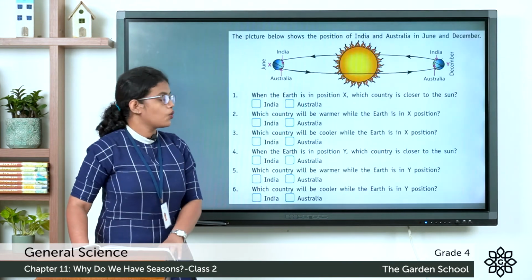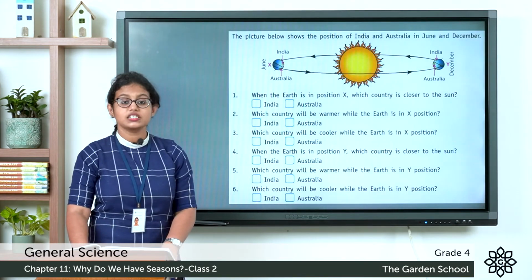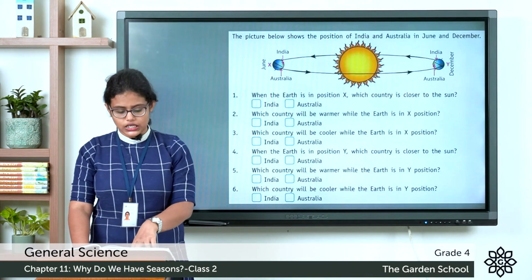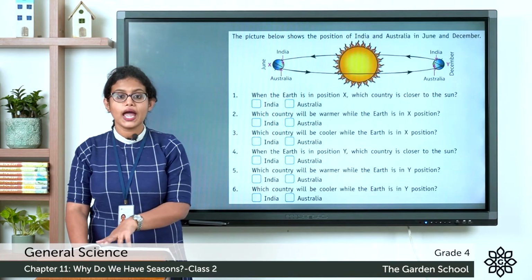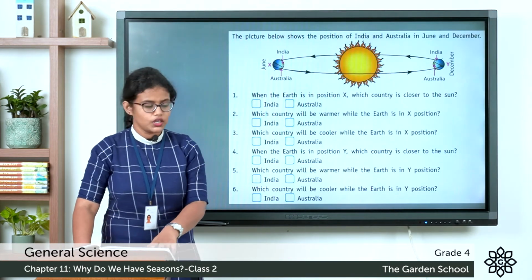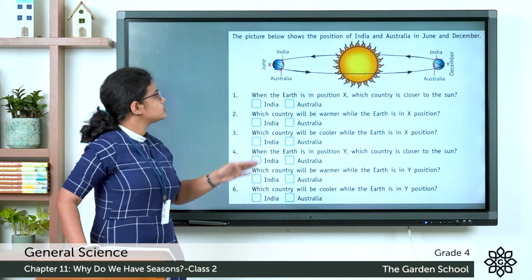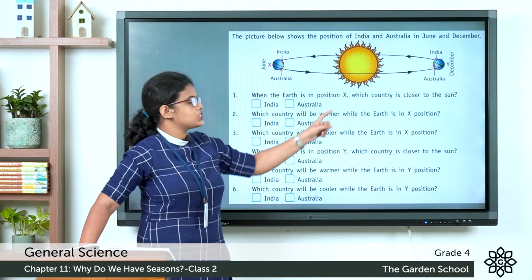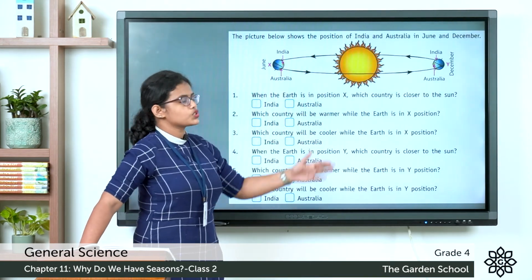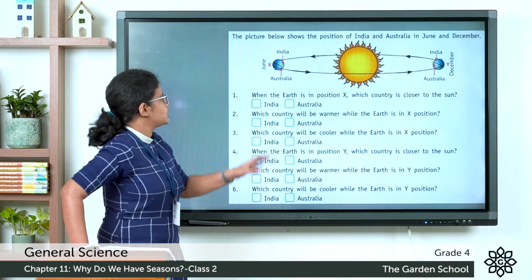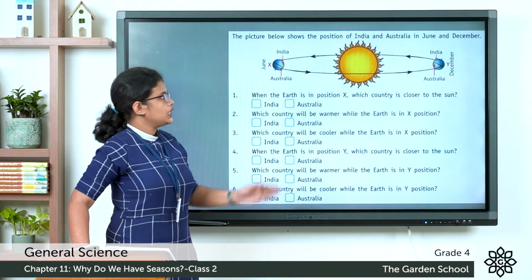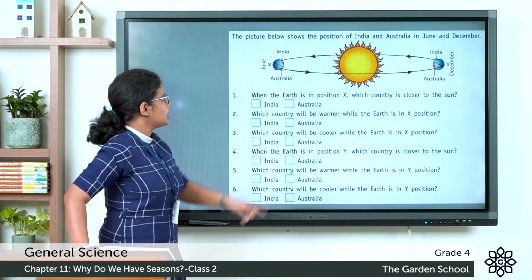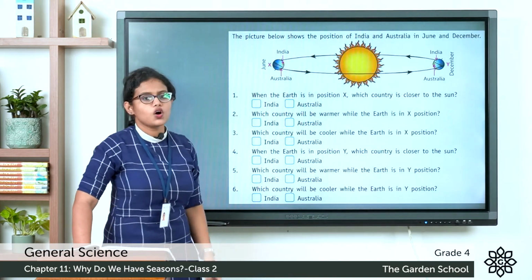In page number 128, there is an activity given. The picture below shows the position of India and Australia in June and December. So, you can see the picture. Below that, there are some questions. So, see the first one. When the earth is in position X, which country is closer to the sun? So, this is position X. You can see the upper half and the lower half of the earth. So, this is India and this is Australia.